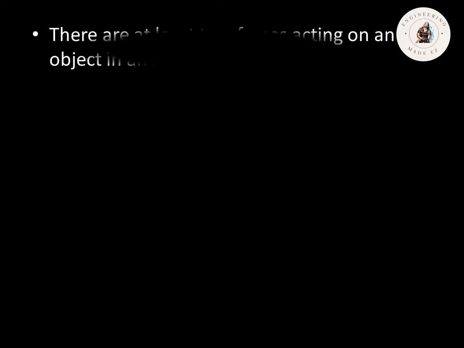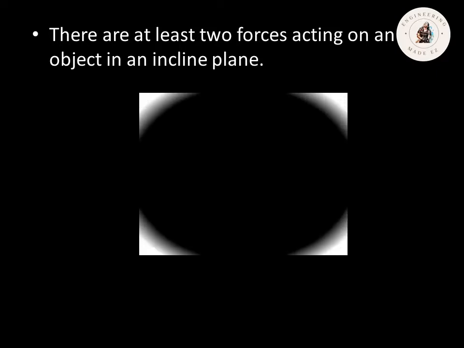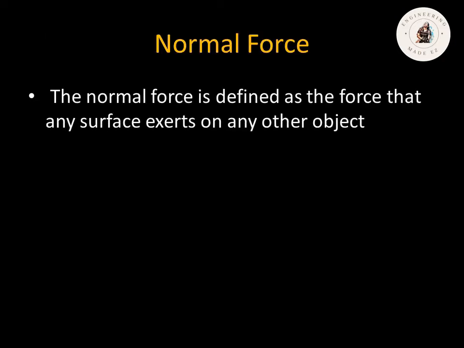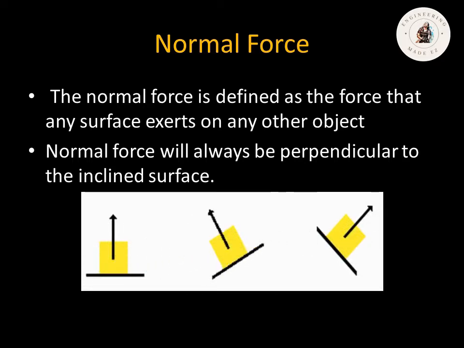There are at least two forces acting on an object in an inclined plane. First is the normal force and second is the force from gravity. The normal force is defined as the force that any surface exerts on any other object. Normal force will always be perpendicular to the inclined surface. Here's an example of the normal force exerted on our object.